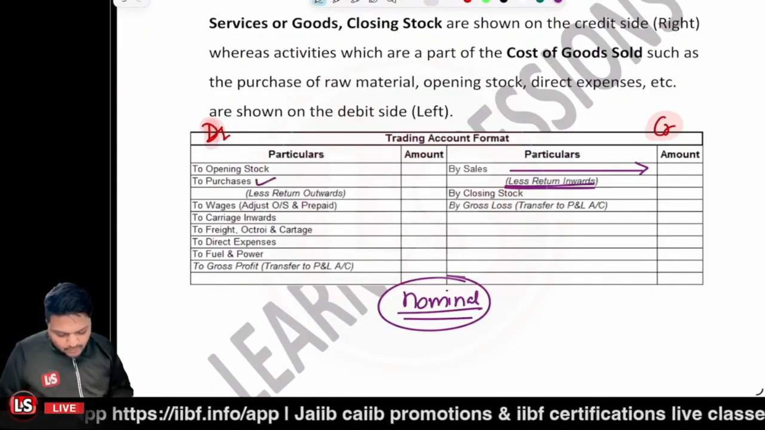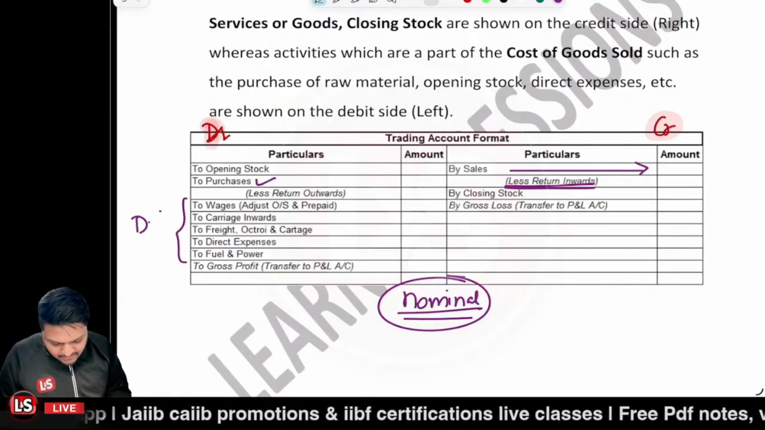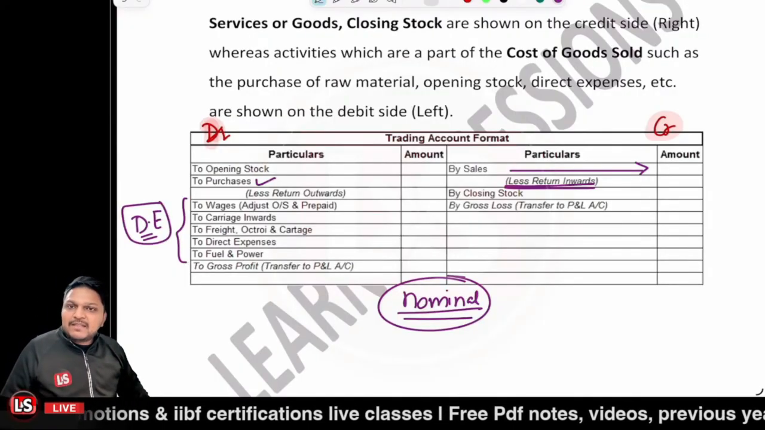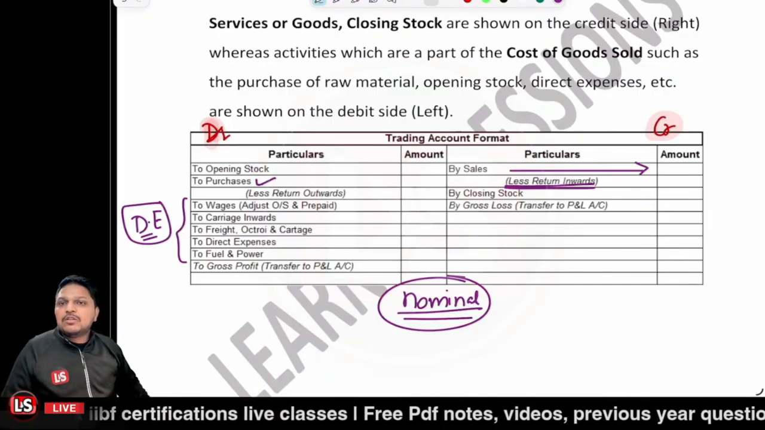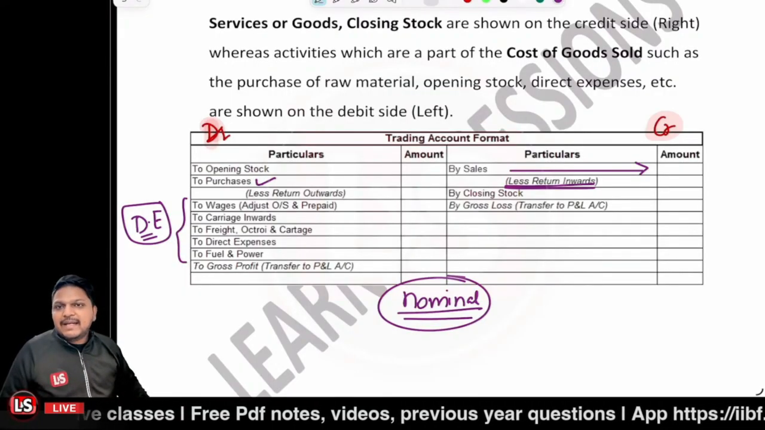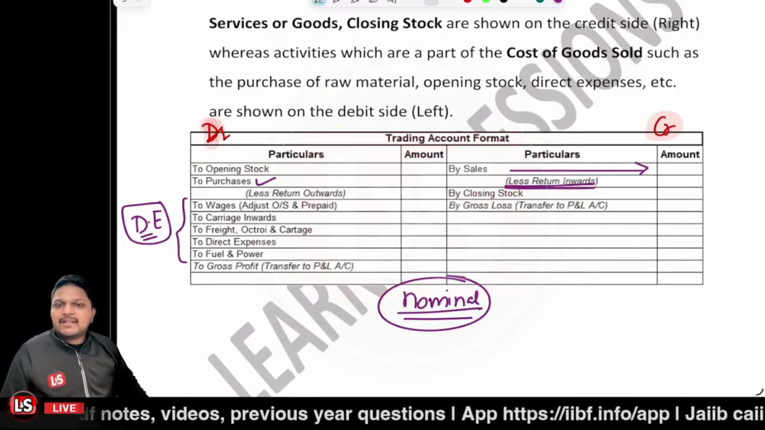And further, whatever the direct expenses, these are all direct expenses. Direct expense means the expense which is directly incurred on the manufacturing of the goods or services. That is your direct expense.